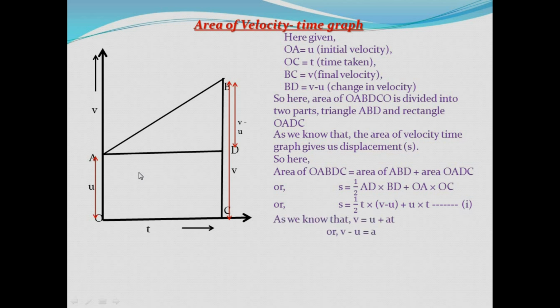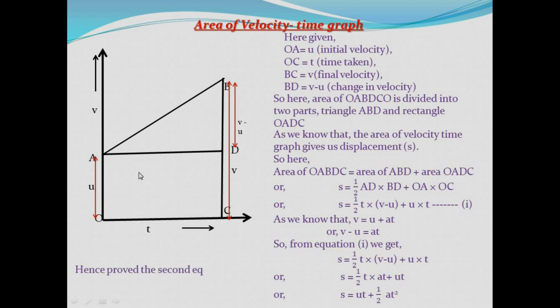As we know that v equals u plus at, or we can say v minus u equals at. So from equation 1 we get s equals half t multiplied by at plus ut, or we can say s equals ut plus half at square. Hence prove the second equation of motion, that is s equals ut plus half at square.